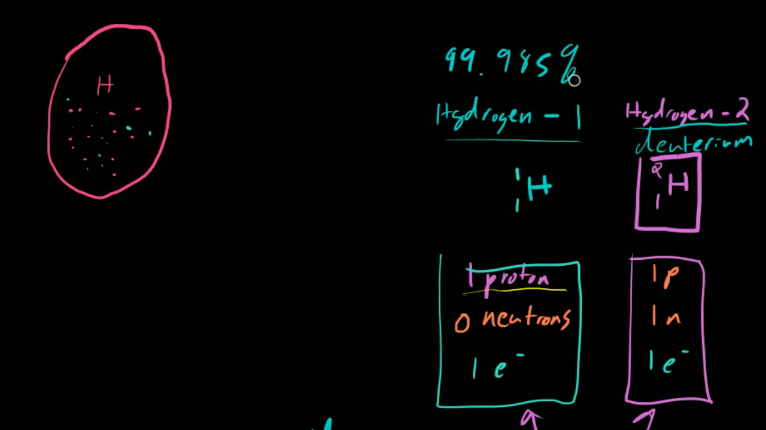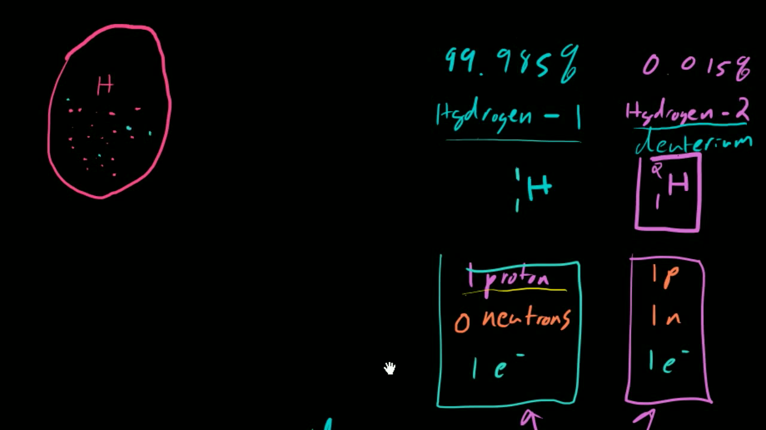hydrogen 1. And only a very, very small percentage, only 0.015% of the time that you choose an atom in this bag are you going to find deuterium. So you can see that this hydrogen 1 exists in much greater abundance than hydrogen 2.